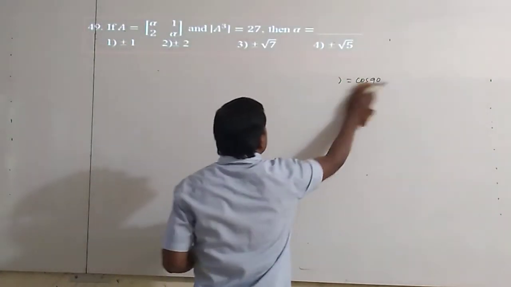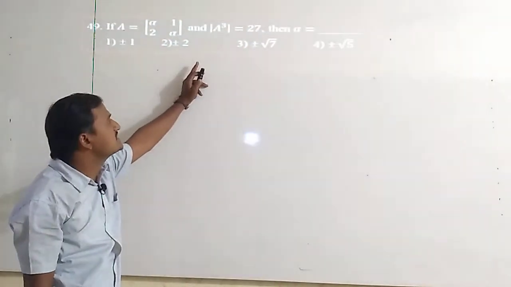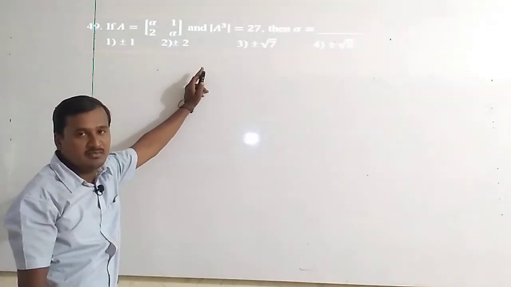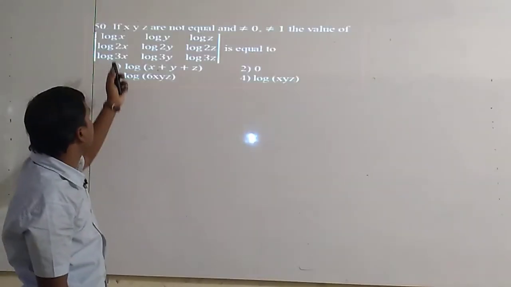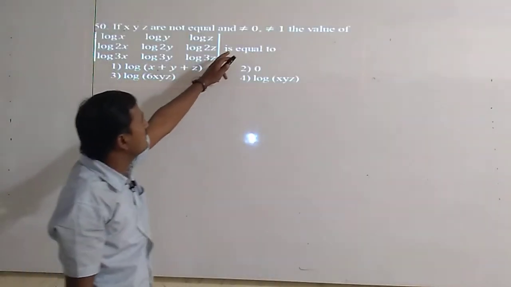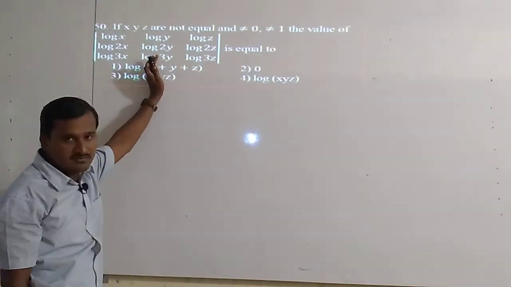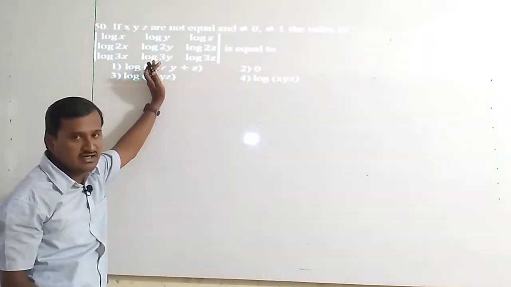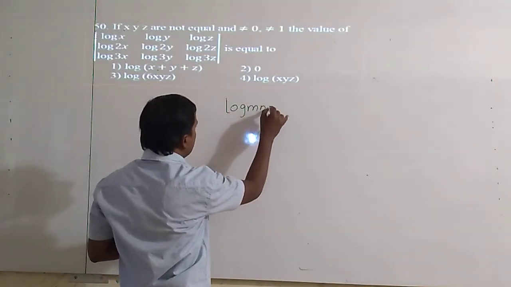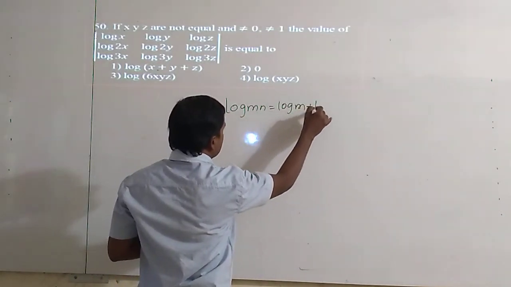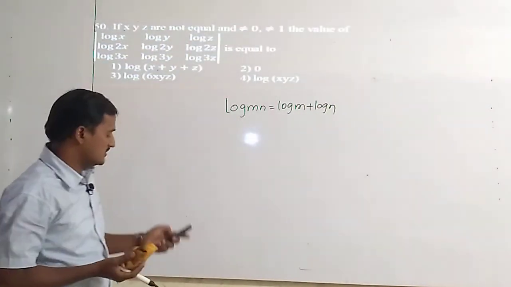Okay, this one. We already solved this type of problem in this video only. This is the same as we discussed in a previous question. Okay, this is homework. We'll go for the next one, right? Again, if x, y, z are not equal and the value of this determinant is given, this type of question we already discussed in a previous class. It just depends on the formula log mn, that is log m plus log n. So this is the hint, you have to practice this at home also.